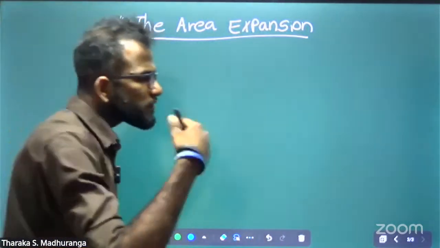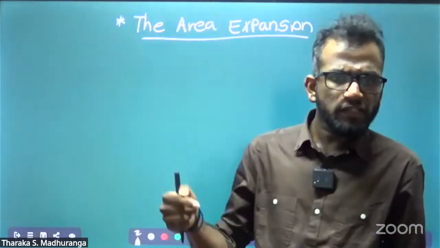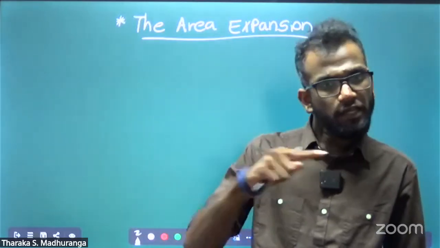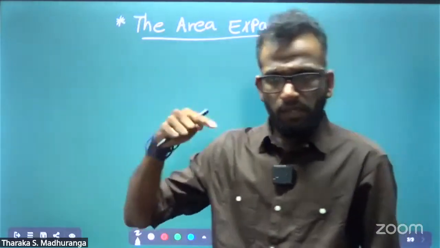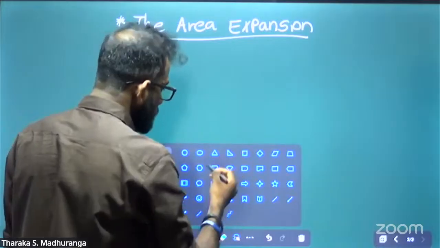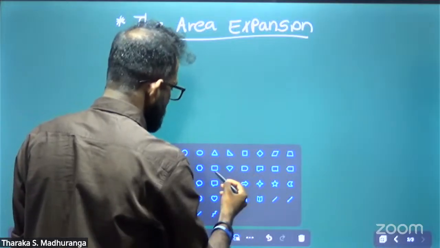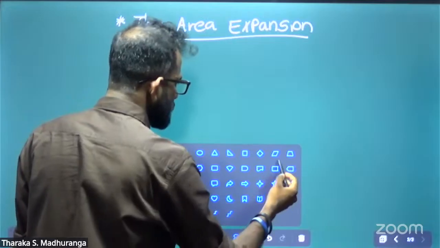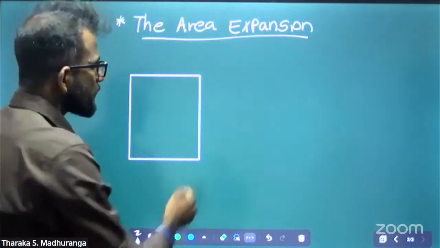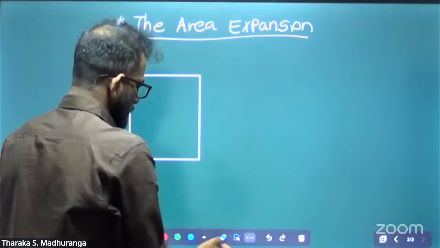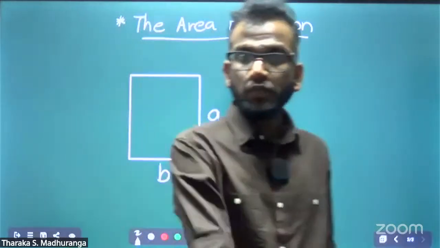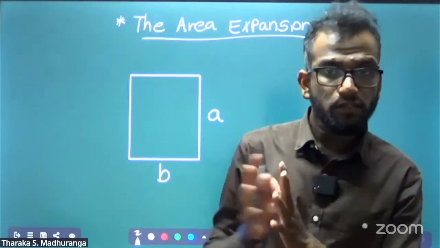Okay, what is the meaning of this area expansion? The area expansion is very simple. Now we consider two dimensions. In linear expansion, we only consider one dimension. In area expansion, we consider two dimensions, like this. Now you can see this type of object has a length and a width, two dimensions.